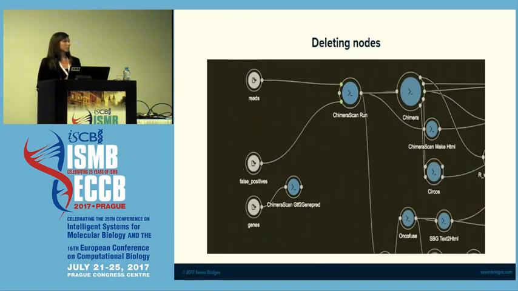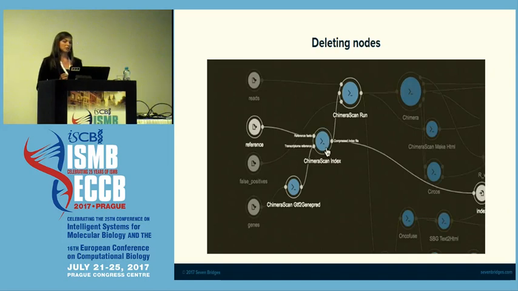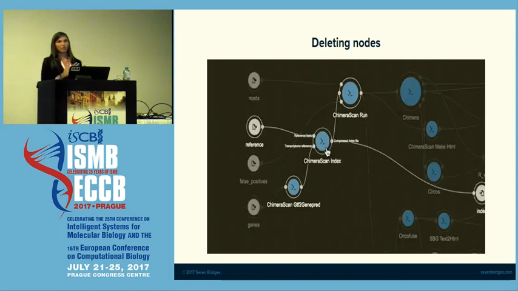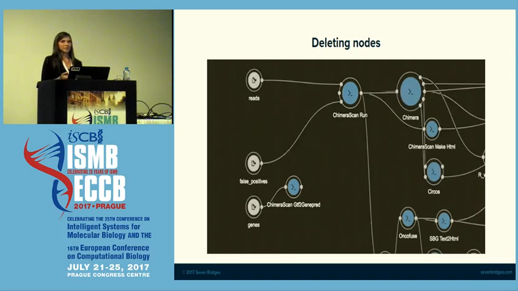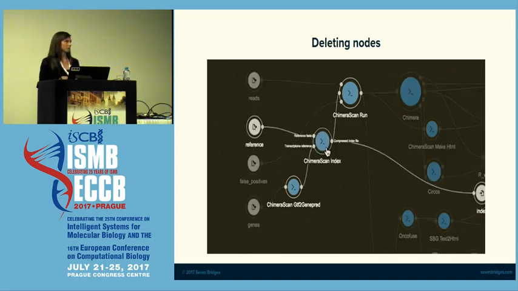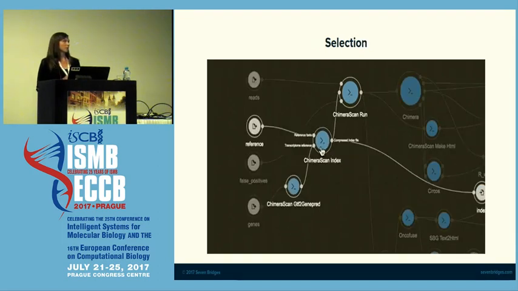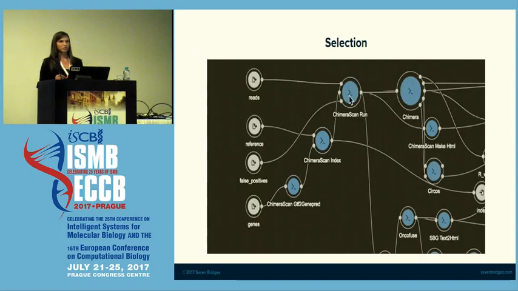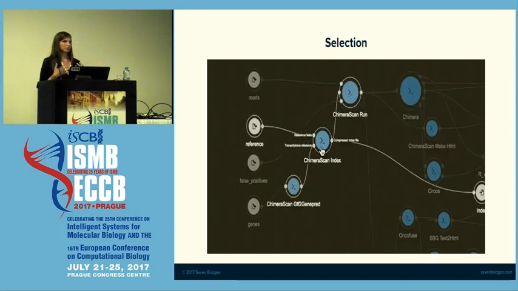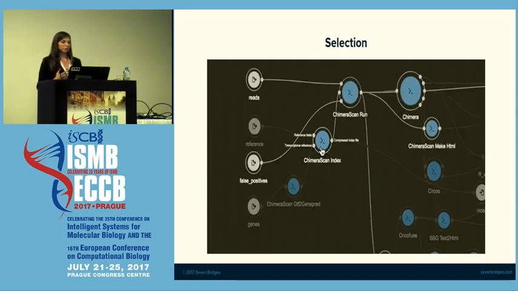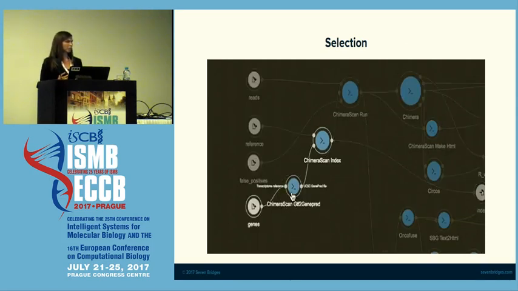Deleting nodes. Selecting a node and deleting it also deletes not only the step, but its inputs, its connections, and its outputs. So all of that is cleared out of the CWL. You don't have to go back and search for IDs, remove connections. It does all of that for you. Selection of nodes highlights the connections and makes everything else fade away. So you can focus on a particular step, see how it flows through the workflow, what is connected to it.